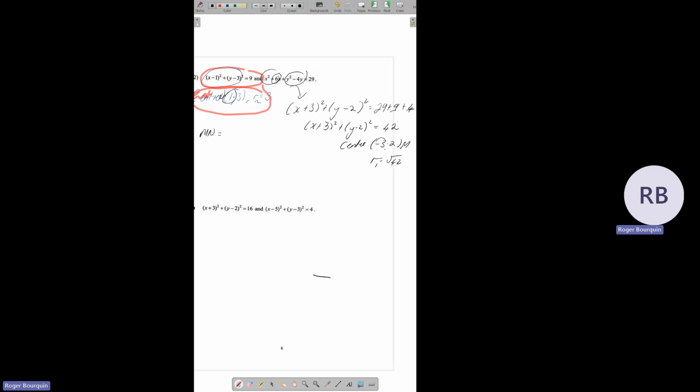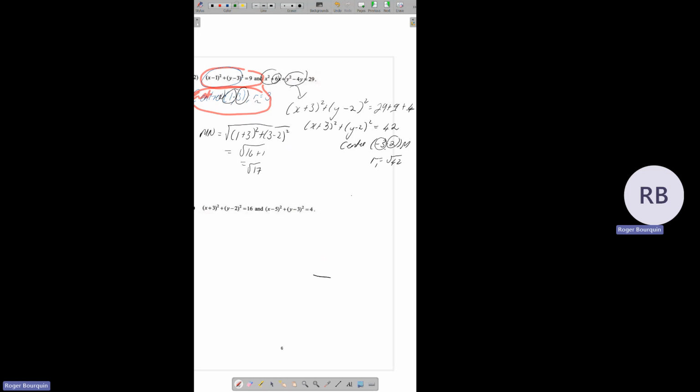So it's going to be 1 minus 3, which becomes 1 plus 3 squared, plus the y coordinates, which is 3 minus 2 squared, which is going to be root 16 plus 1, which is root 17. Okay, so that's the distance between the centers of the two circles.